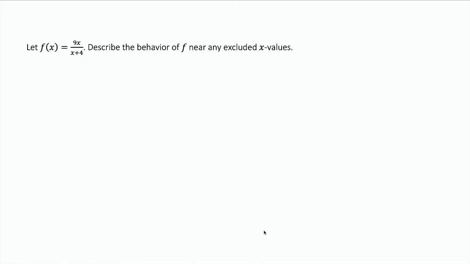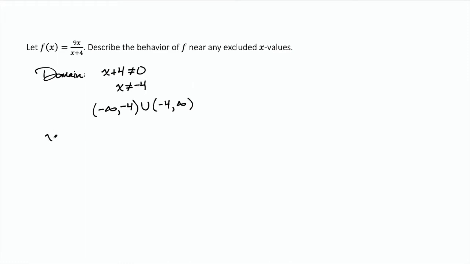To describe the behavior of a function near excluded x values, we need to see the graph of this thing. So to graph this thing by hand, we need our domain. Our domain we get by just finding the zeros of our denominator. We know that our denominator cannot be 0. So x plus 4 cannot equal 0. Subtracting a 4 from both sides, we get x cannot equal negative 4. So our domain is the interval from negative infinity to negative 4, union negative 4 to infinity.